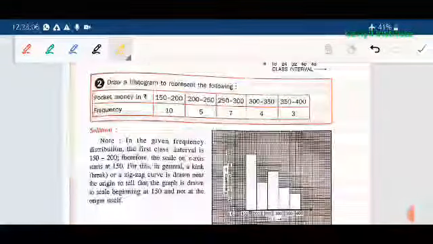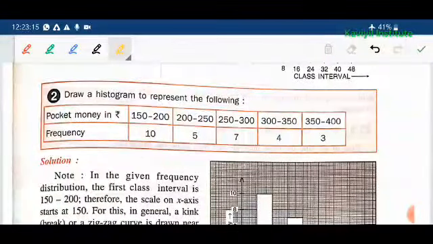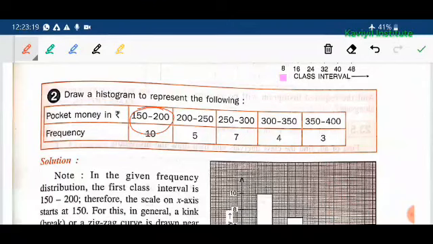Now one more graph I'll explain. Draw a histogram to represent the following. Here do you observe something? It is not starting from 0 to 150, right? It is starting straight away from 150 to 200, right? That is a speciality, and the highest one is 350 to 400, and the highest frequency is 10. Okay, so the lowest value, the highest value, then the lowest value, the highest frequency we have observed.